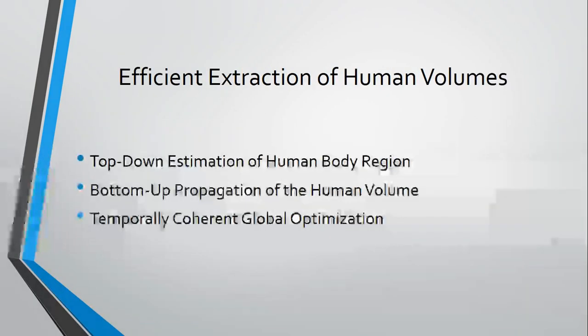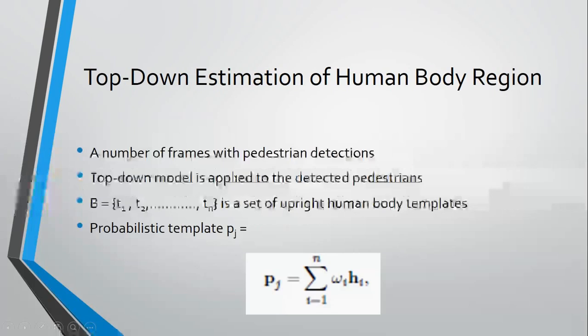In this section, we describe three main components of the algorithm in detail: the top-down estimation of human body region, the bottom-up propagation of the human volume, and the temporally coherent global optimization. We've already talked about the top-down and the bottom-up, but we will talk even more in detail about those. So let's start with top-down estimation of human body region.